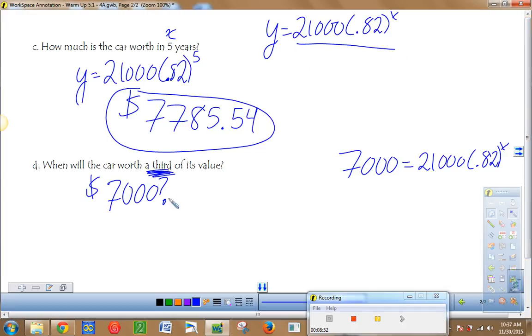But if we need to get to 7,000 and we're already at 7,785, we're probably pretty close, right? So you could multiply by 0.82 again and see what you get. That would be the 6th year. Multiply again, see what you get, the 7th year. You're probably going to hit it pretty soon. And it's going to be between 2 of those years. What is it going to be between? Go ahead and figure it out.